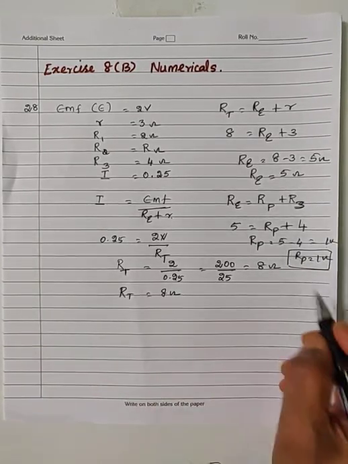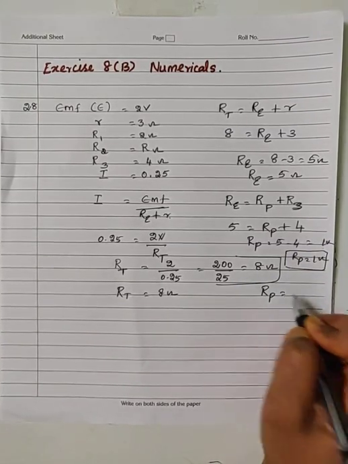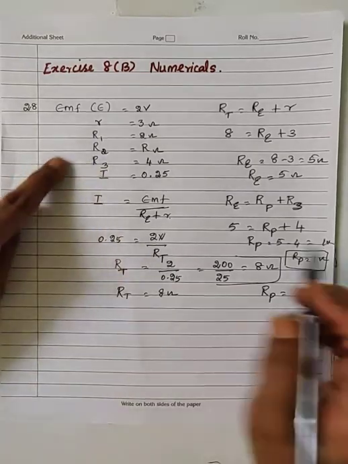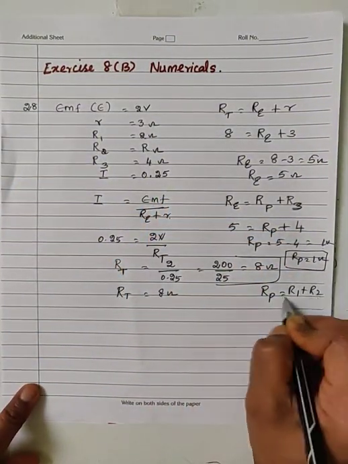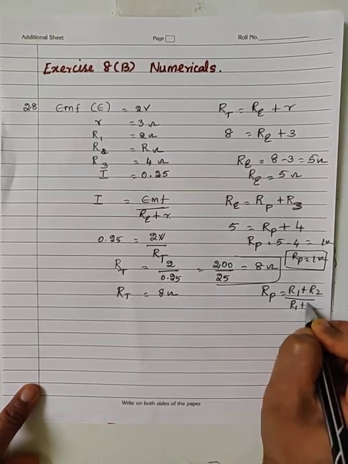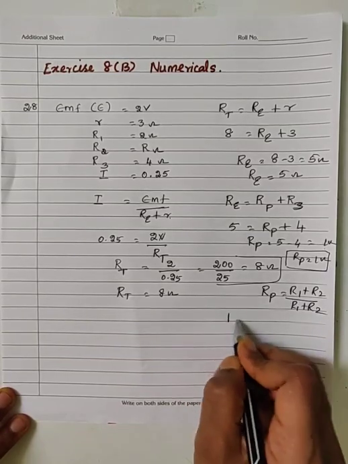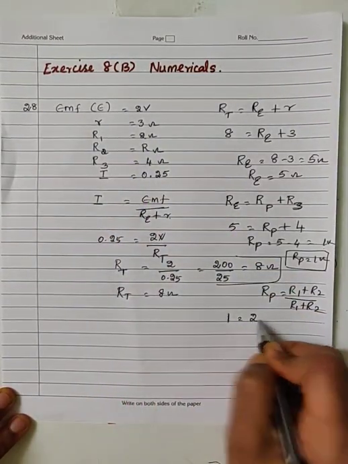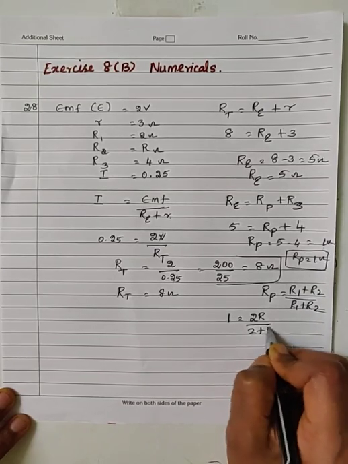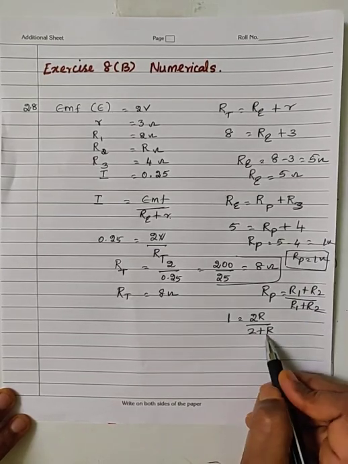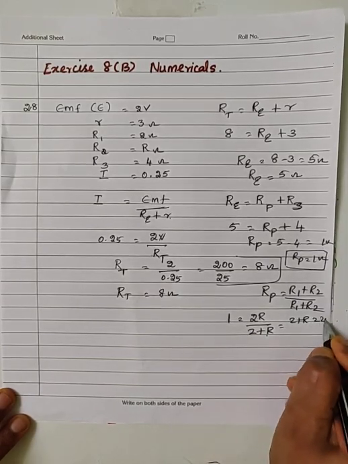But we know that the expression for Rp, when two resistors are connected in parallel, is Rp equal to R1 R2 by R1 plus R2. According to the diagram, it is R1 R2 by R1 plus R2. We substitute the values. In the place of Rp I substitute 1. R1 is given as 2. R2 is given as R, divided by 2 plus R. Cross multiply, and we will be getting 2 plus R is equal to 2R.